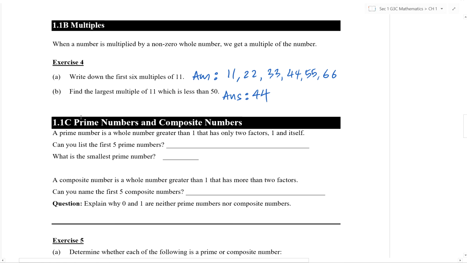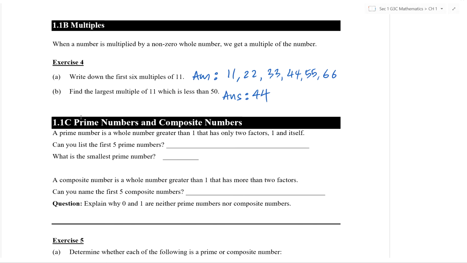Okay, so the next one, prime numbers. What exactly are prime numbers? This one will be tested. Prime numbers will be tested from Sec 1 all the way up to Sec 4. O levels, they will still test you on prime numbers. So it is important that you know how to do it right now.